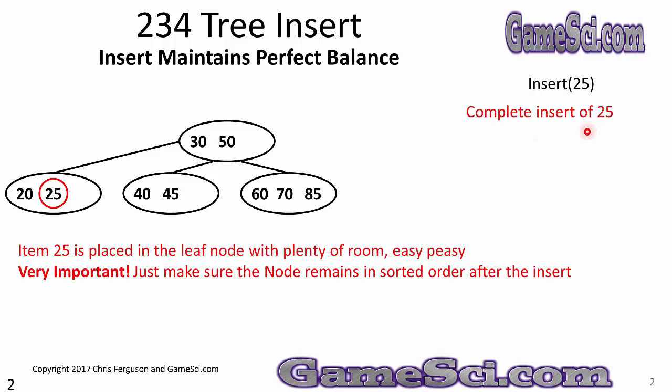Complete the insert of 25. Item 25 is placed into the leaf node with plenty of room, easy peasy. Very important, make sure the node remains in sorted order. 20 to the left, 25 to the right. You have to maintain that order in every node. Make sure the node remains in sorted order after the insert.